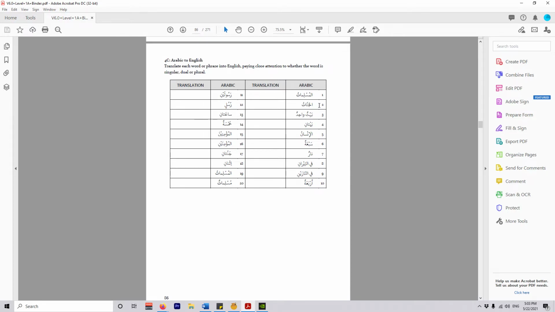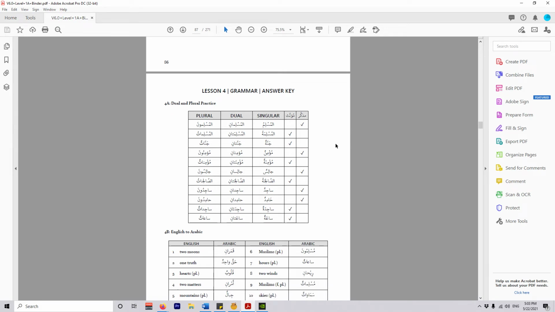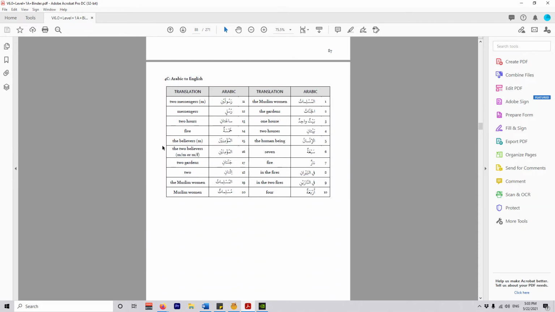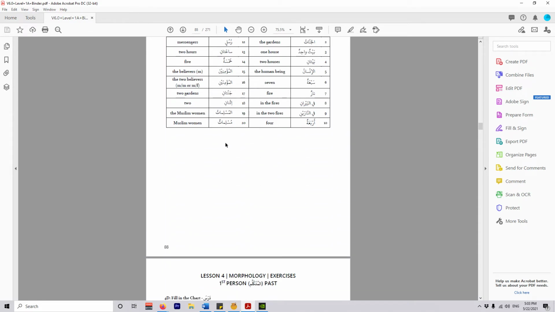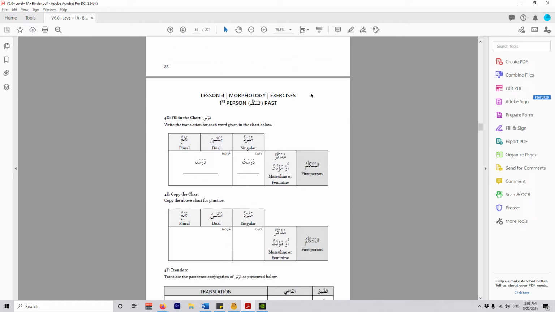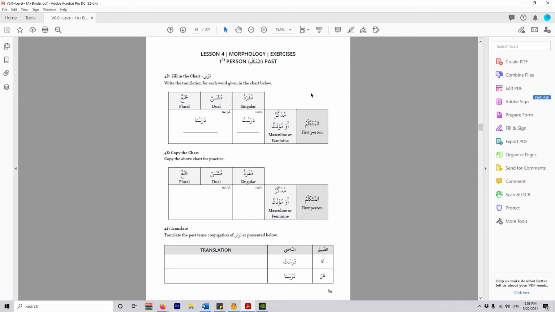And this one also we're translating from the Arabic to English, so just the reversal side of it here. And then we got all the answer keys here. So if there's anything that's not clear with the answer keys, feel free to reach out to me and I can definitely assist with that.